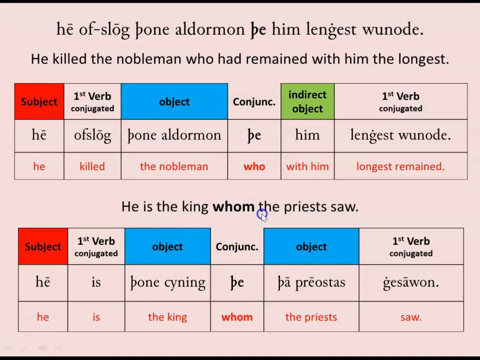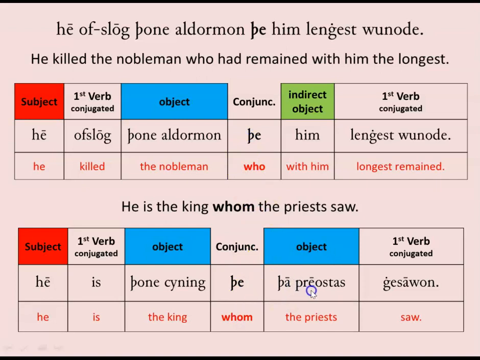He is the king whom the priests saw. Hē is þone cyning þe þā preostas gesāwon. So hē, the subject, is þone cyning, the accusative. Cyning is a masculine noun because we have þone in front. Ealdorman up here must be a masculine noun as well, hence þone, the demonstrative here is the masculine accusative singular. Þone cyning þe, whom this time. So you have to interpret it according to circumstance. Þe could be who, it could be whom, and it could be other things too.